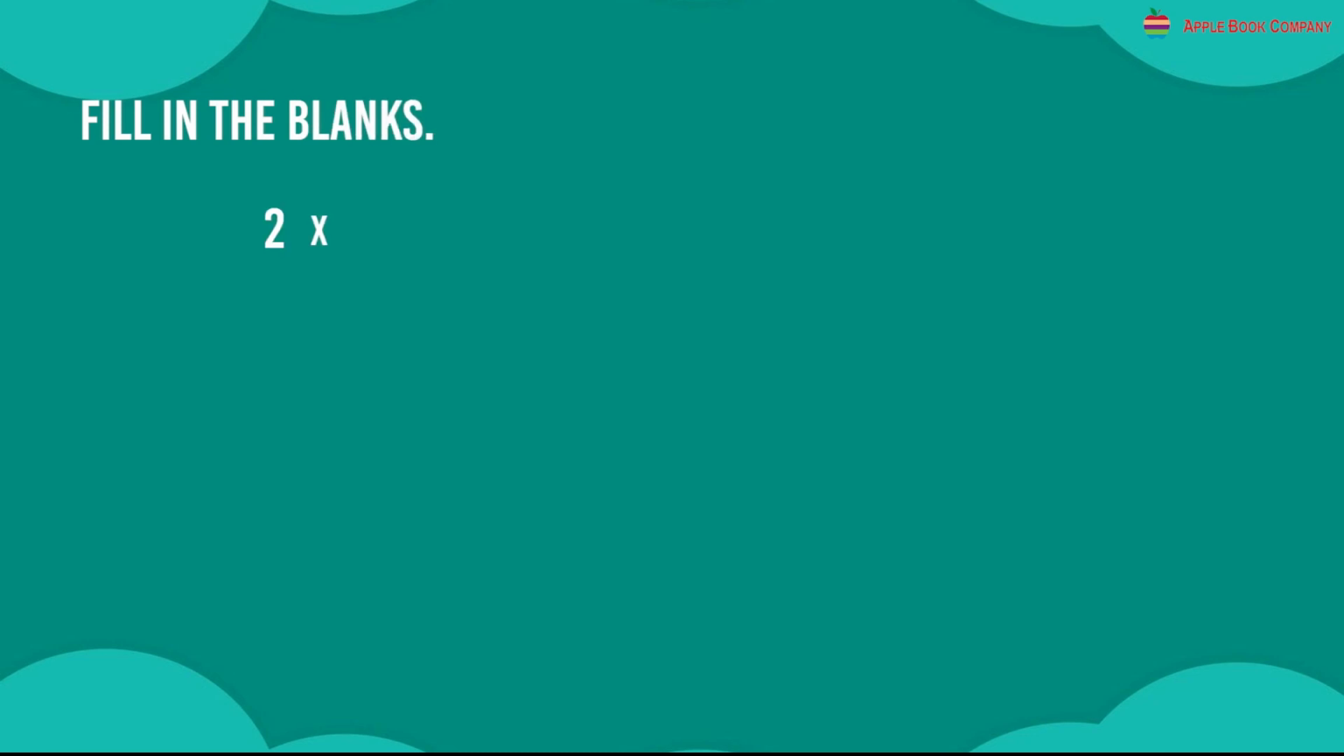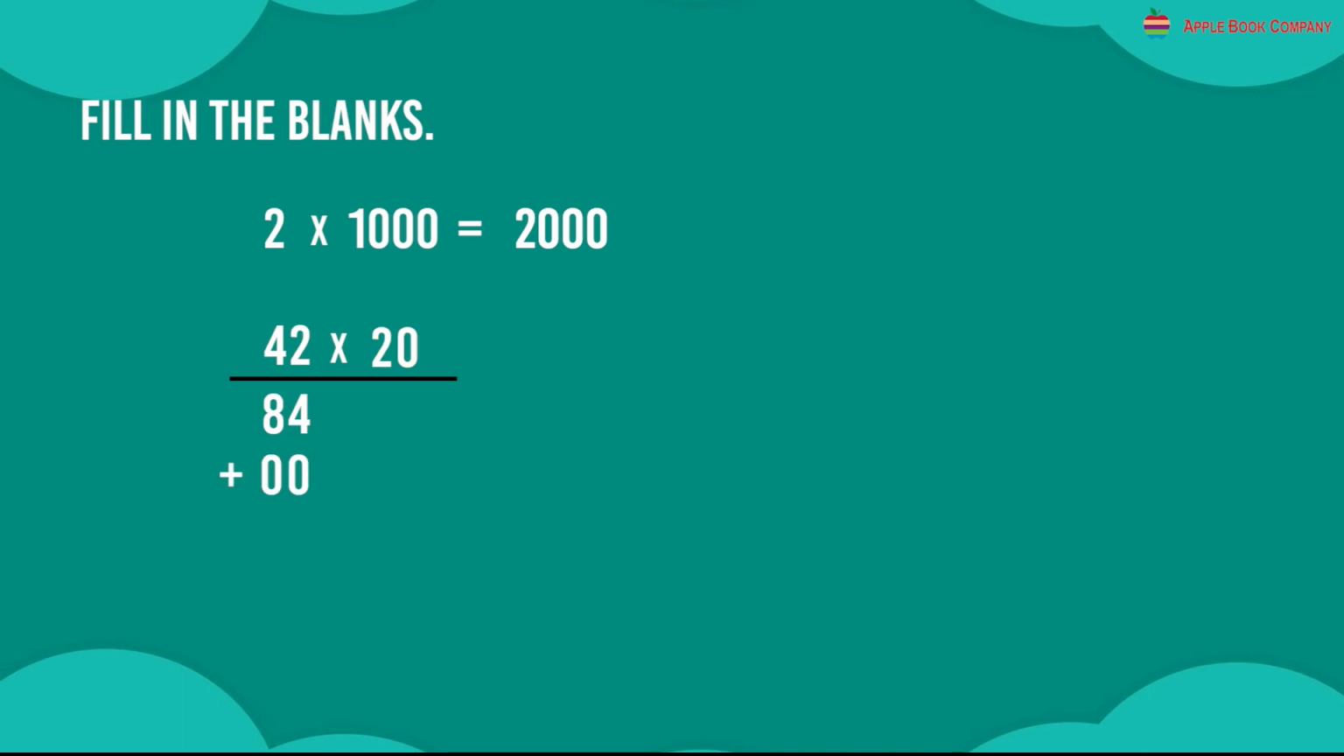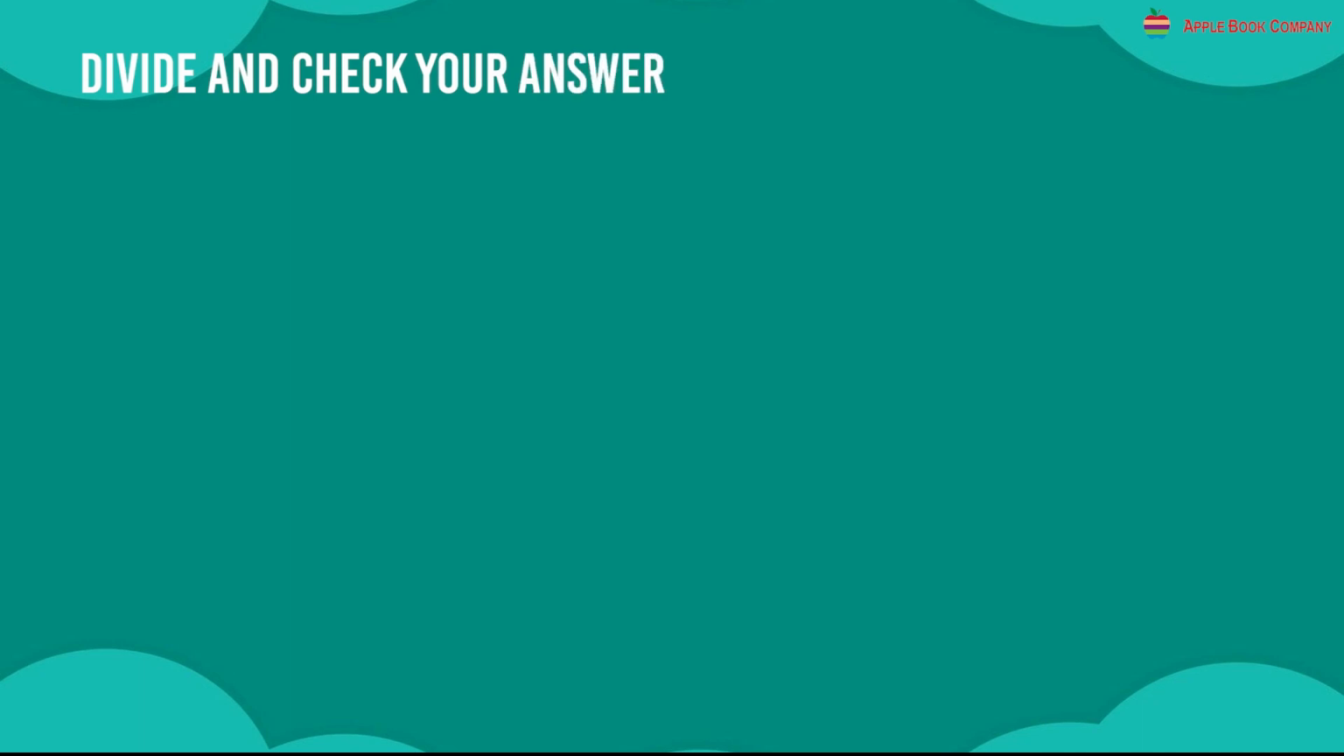Next one, fill in the blanks. 2 multiplied by 1000. When a number is multiplied by 1000, the answer here will be 2000. Let's see another example. 42 multiplied by 20 will be 42 multiplied by 2 multiplied by 10. 42 multiplied by 2 is 84, and multiplied by 10, the answer would be adding a 0 to the number, which is 840.